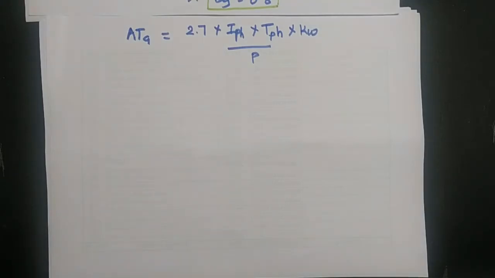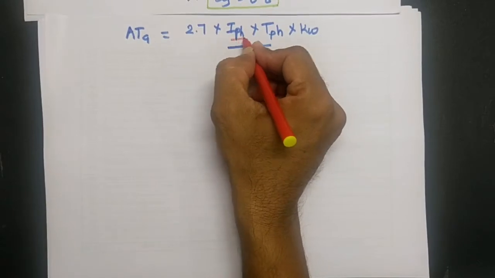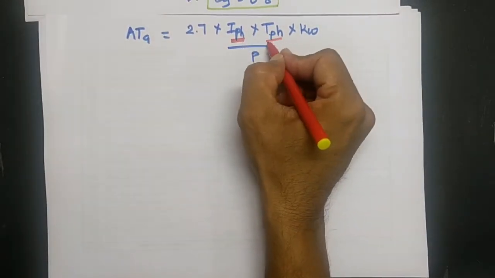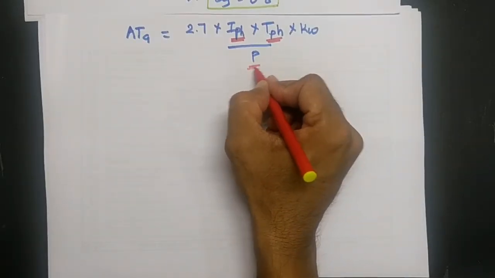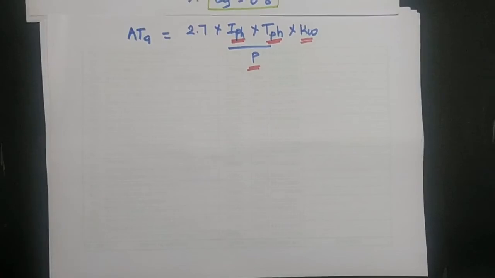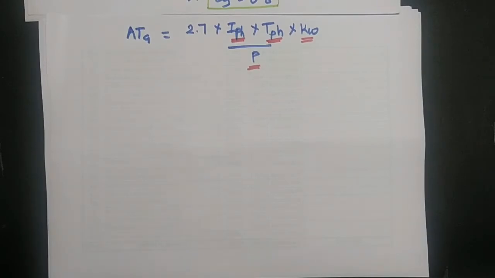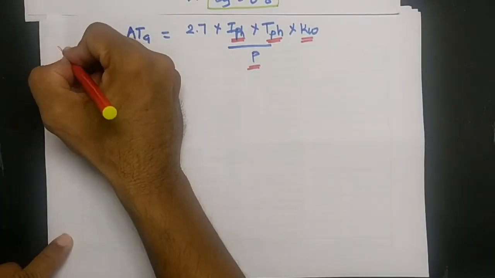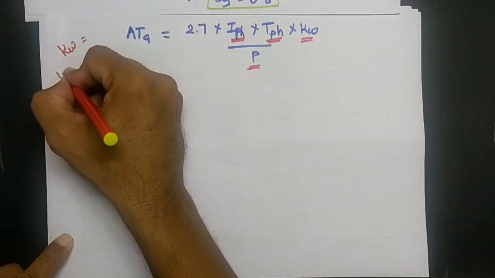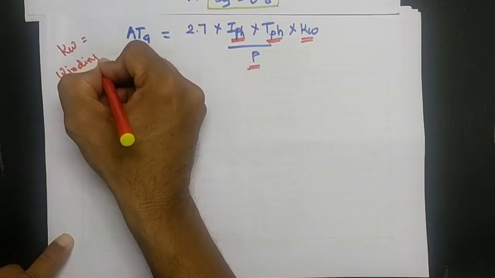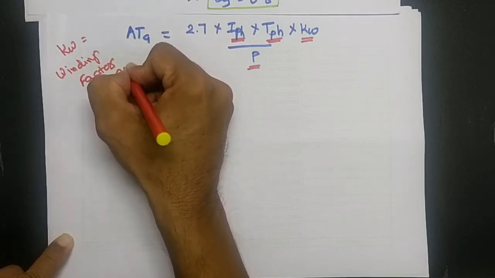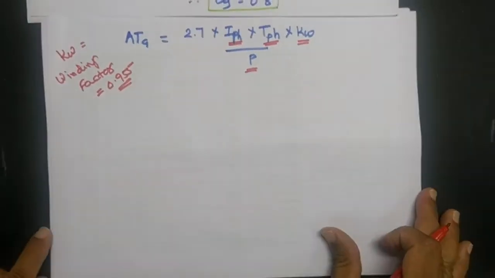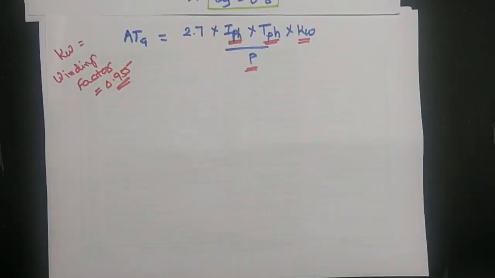So again, in this equation, I phase we need to calculate, turns per phase we need to calculate, number of poles are given, and kW we have to assume. kW is the winding factor, and it can be assumed to be 0.955. So this is assumed. We need to calculate I phase, that is current per phase, and turns per phase.